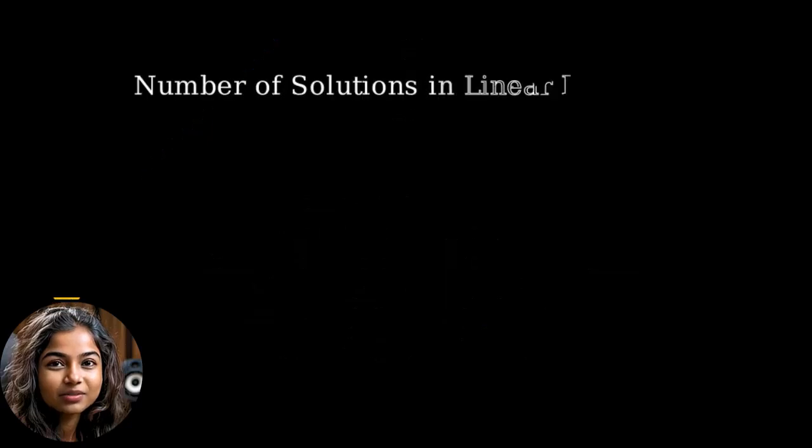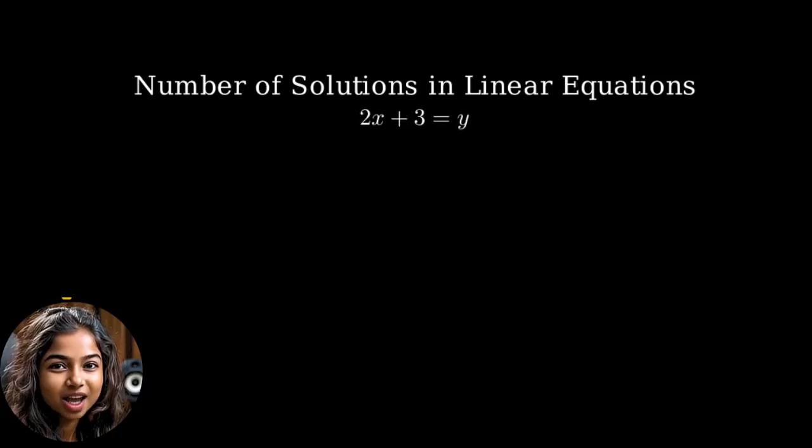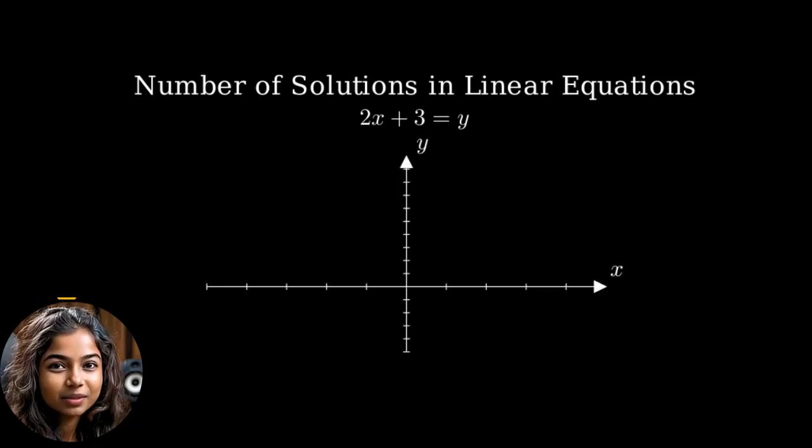Let's understand why a linear equation typically has exactly one solution. A linear equation is an equation of the form ax plus b equals y, where a and b are constants and a is not equal to 0. Let's look at an example: 2x plus 3 equals y. When we graph this equation, it forms a straight line on the coordinate plane. This is why it's called a linear equation.